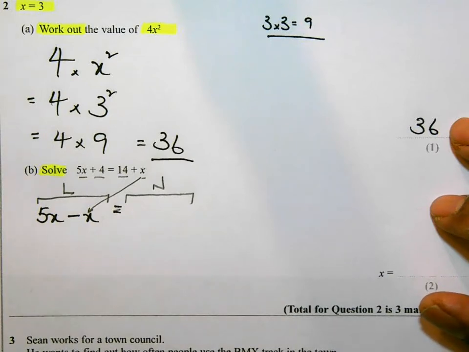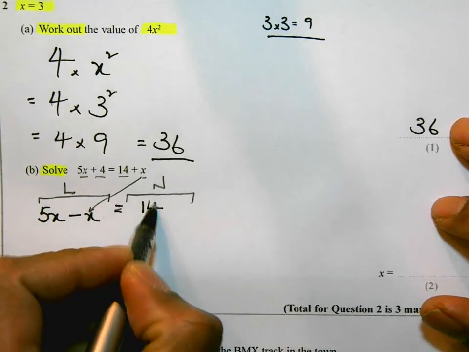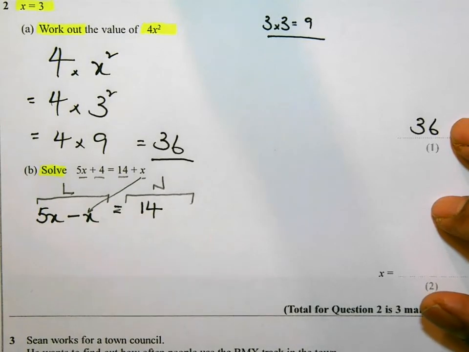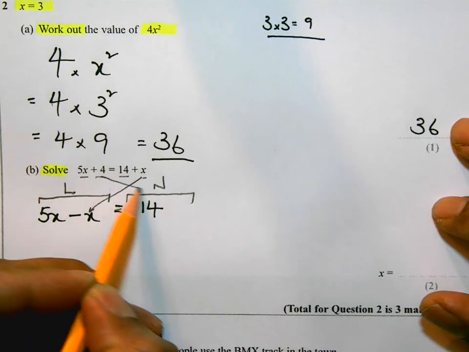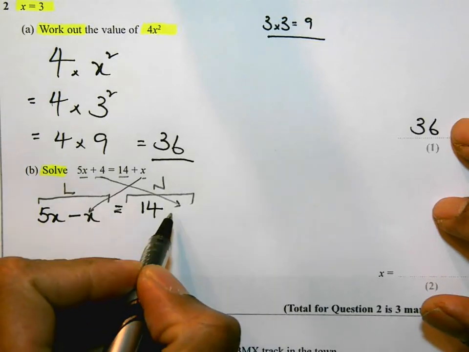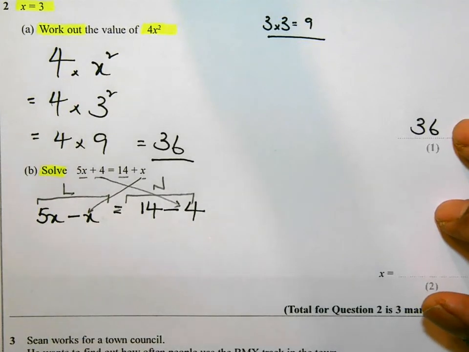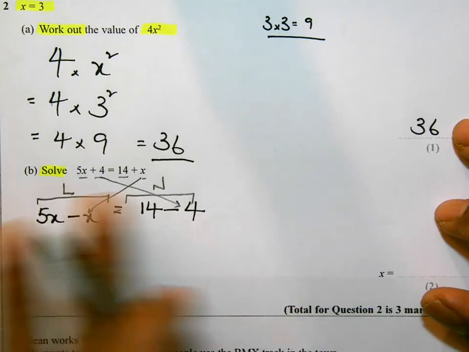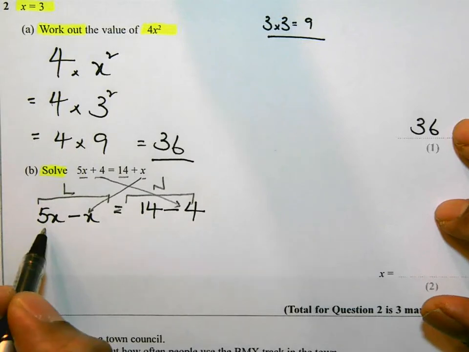In terms of the other side, I've got 14 already there. That's a number, and that's going to stay put. Coming across from this side, I need to bring that positive 4 across to the right-hand side, across to the numbers side. When positive 4 comes across, it's going to be minus 4. It's going to become the opposite. I just need to work these two out. Once you get to this stage, you've done most of the maths. You just need to work each of these out.